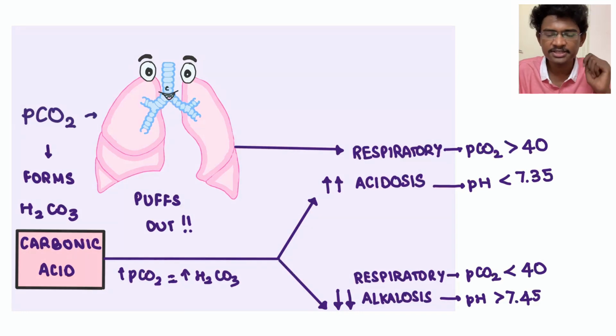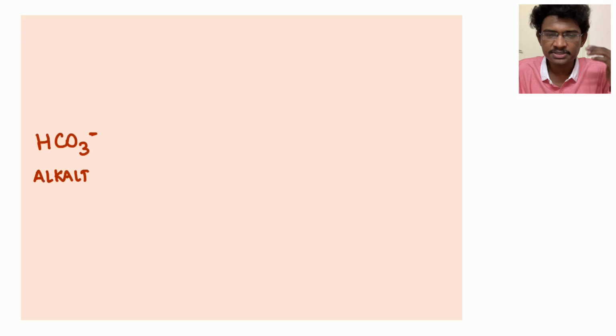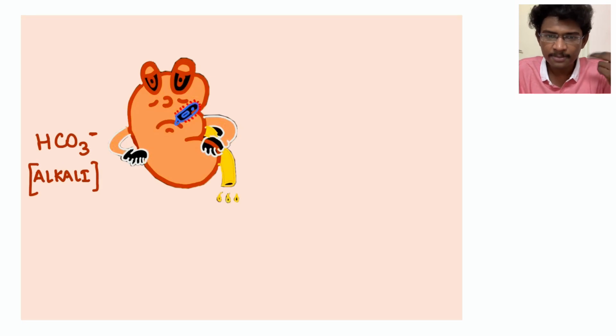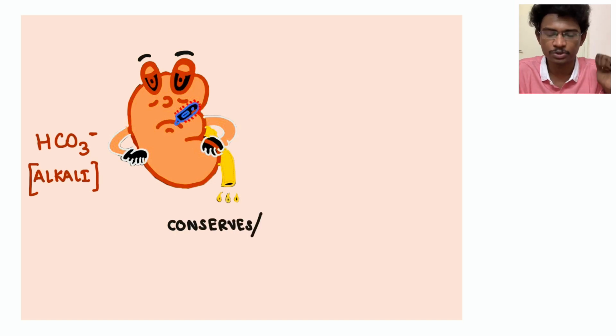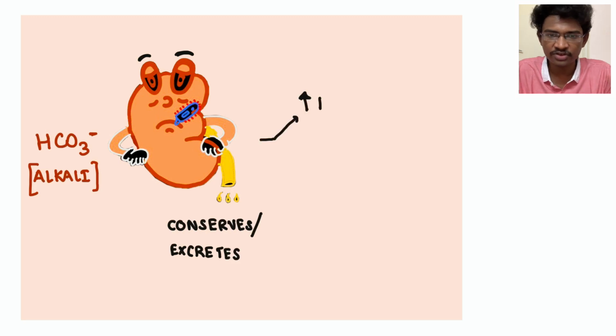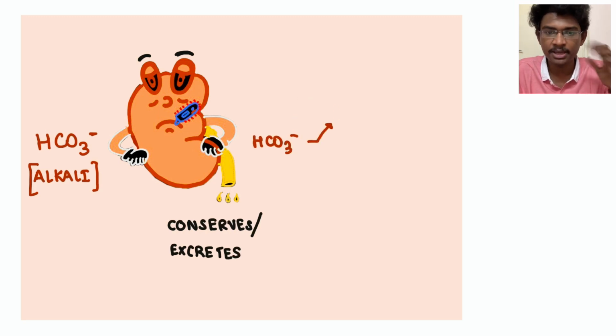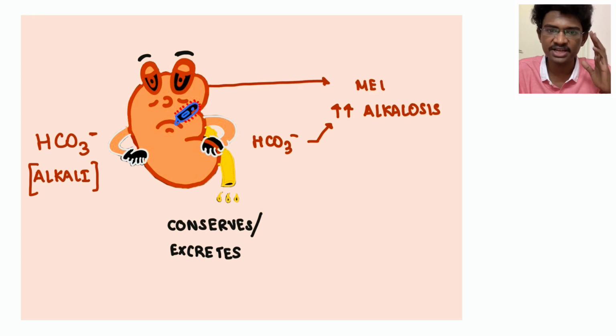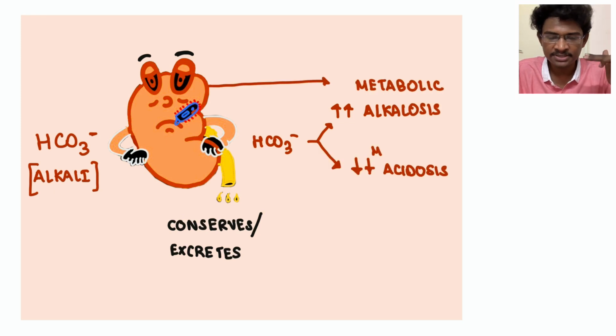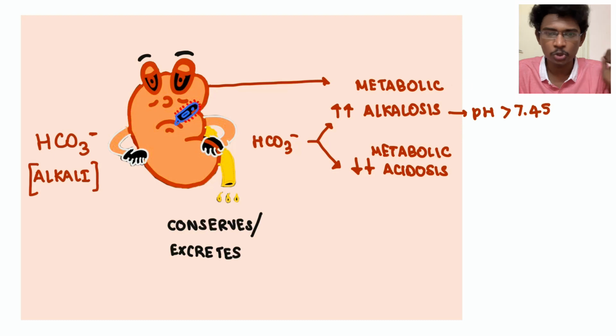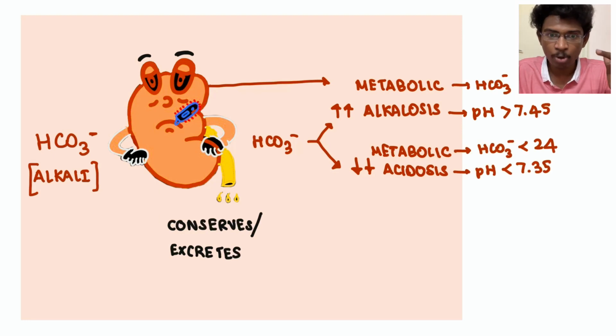Then it is bicarbonate. It is excreted out or reabsorbed by the kidney. So it depends on the metabolism in our body. Metabolic acidosis. Acidosis meaning pH should be less than 7.35 and metabolic meaning bicarb should be less than 24. Next is metabolic alkalosis. pH greater than 7.45, metabolic bicarb more than 24.